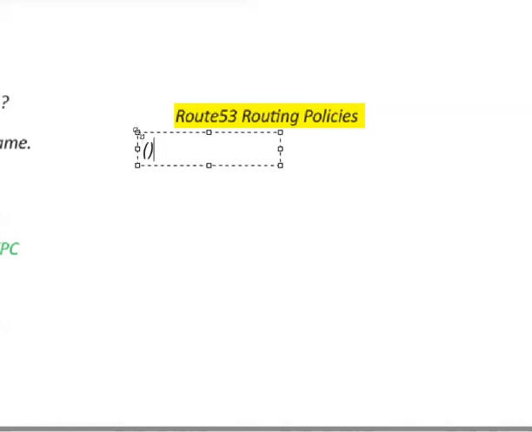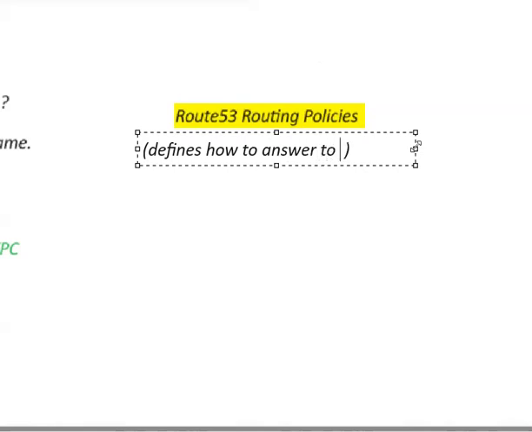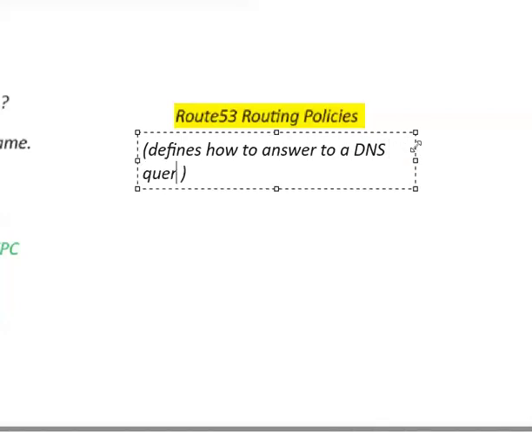So let us define this. What is a Route 53 routing policy? What does it do? It defines how to answer a DNS query. Each type of query has a different routing policy. So let us see them one by one.